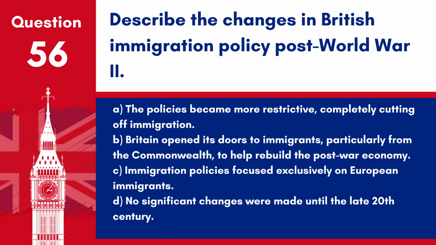Question 56. Describe the changes in British immigration policy post-World War II. A. The policies became more restrictive, completely cutting off immigration. B. Britain opened its doors to immigrants, particularly from the Commonwealth, to help rebuild the post-war economy. C. Immigration policies focused exclusively on European immigrants. D. No significant changes were made until the late 20th century.